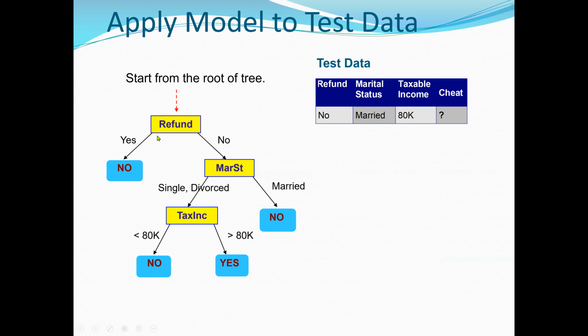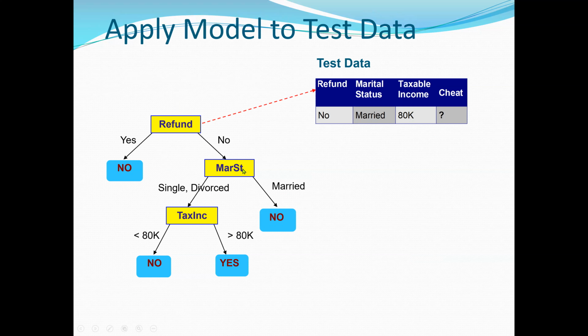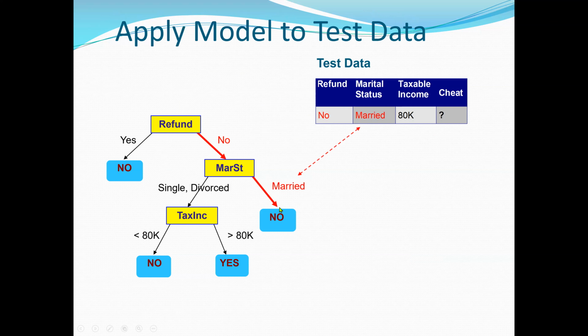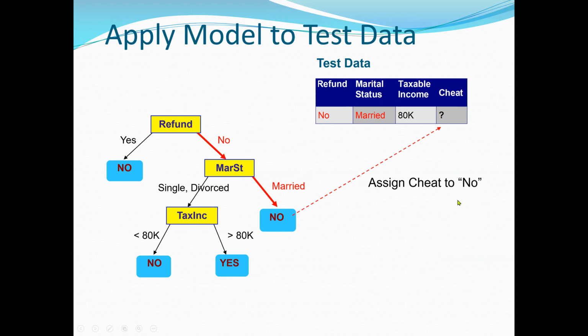So we put in the data set, and based on this data set, the refund is no. So it will go this direction. Refund is no, so we go in this direction. And the marital status is, oh, sorry, it's married. So we go this direction. That means the decision here will be no. So we can assign cheat to no based on the model that we built.